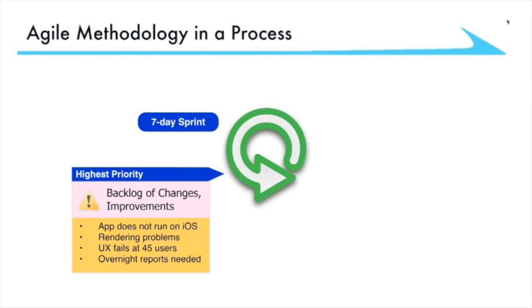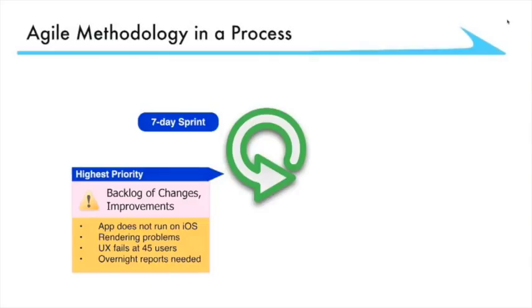To define a 7-day sprint, one defines a plan, and that plan, normally the engineers and the testers and the business managers would get together and figure out what the backlog of changes and improvements are needed, and which are the highest in terms of priority. So, for example, here I've listed 4 of them out. So the application does not run on iOS, the iPhone operating system. They're rendering problems. The user experience fails when 45 users are on it. These are just typical of the items that might be in a backlog.